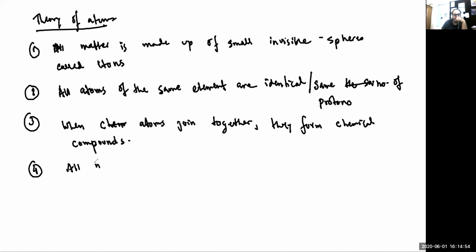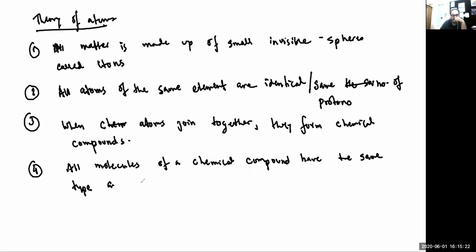All molecules of a chemical compound have the same type and number of atoms. Example, water.